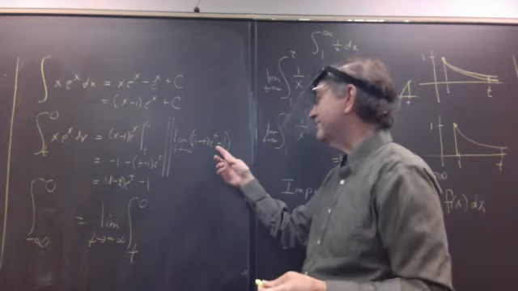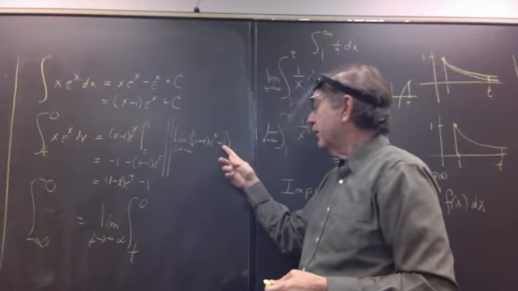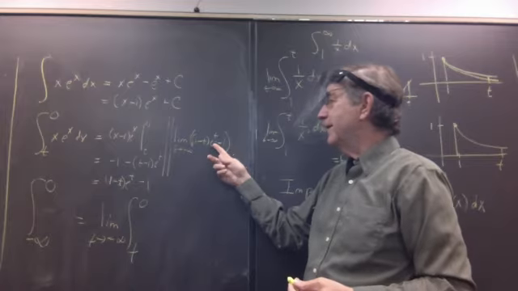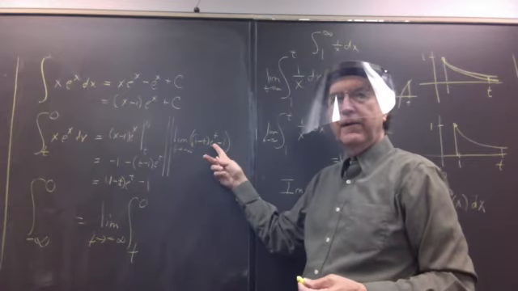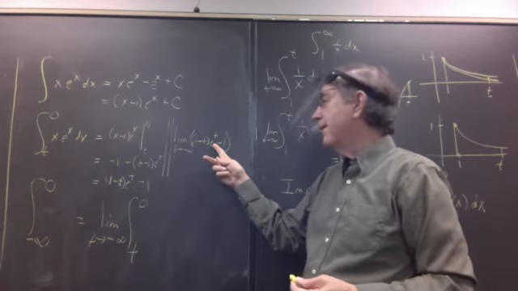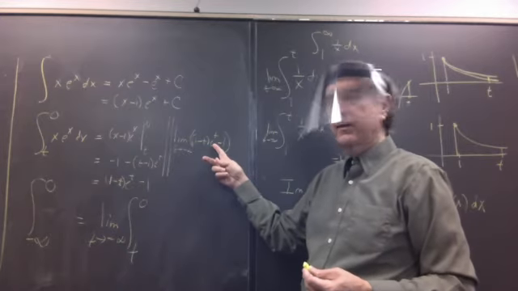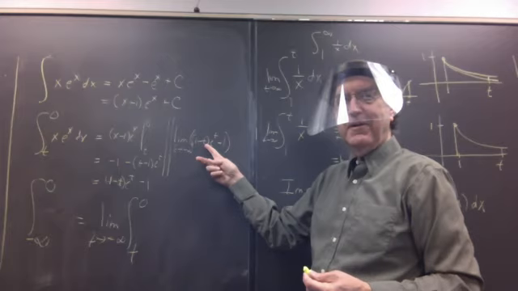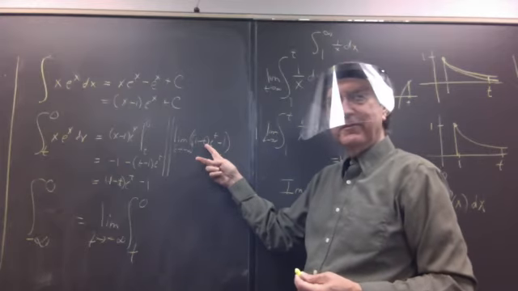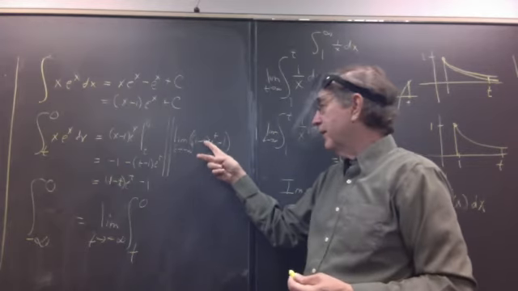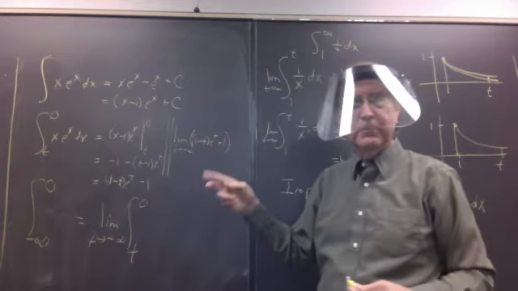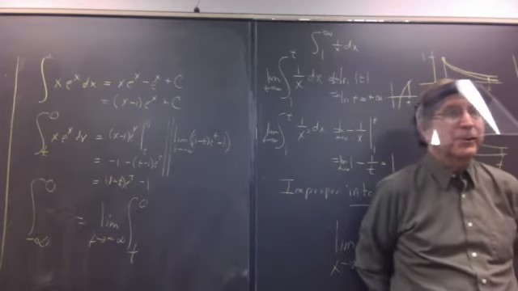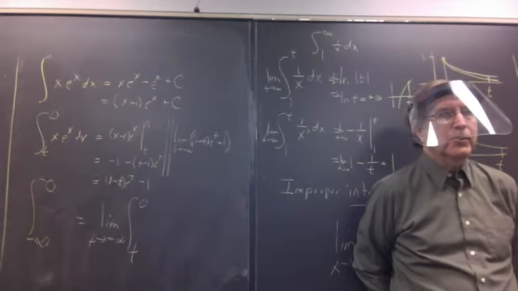Well, this minus 1 doesn't hurt anybody. What happens to e to the t as t goes to minus infinity? Goes to 0. What happens to 1 minus t as t goes to minus infinity? Goes to infinity, plus infinity. So I have plus infinity times 0. What does that do for you? That's indeterminate.